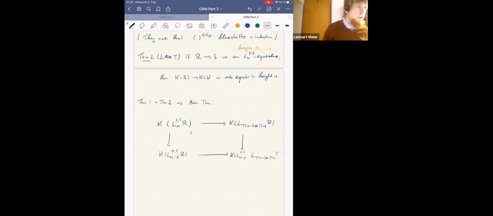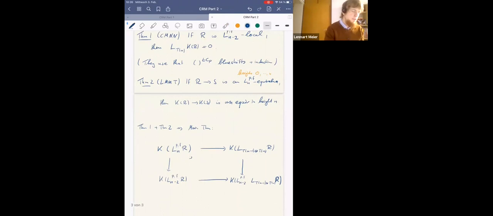And now this is not readable at the end here. Okay, let's look at the lower row here. The theorem by Klaus, Matthew, and Manuel tells us that if something is Ln minus 2 local, then this Tn local K-theory vanishes. So these vanish Tn locally by theorem one. Okay. So this means that this is a Tn equivalence, so an equivalence in height n.